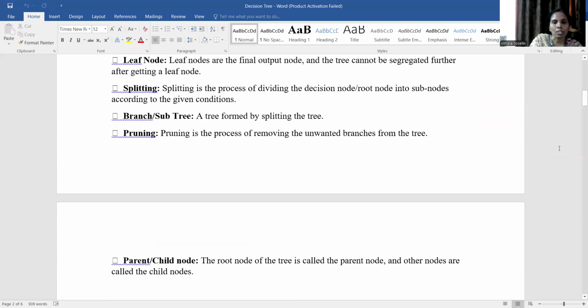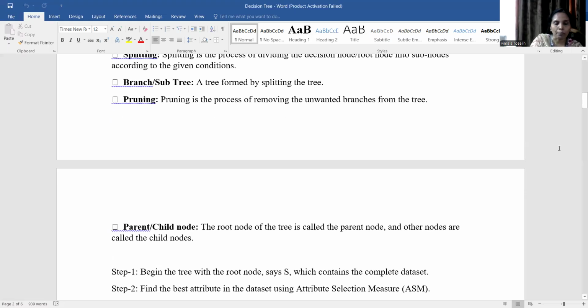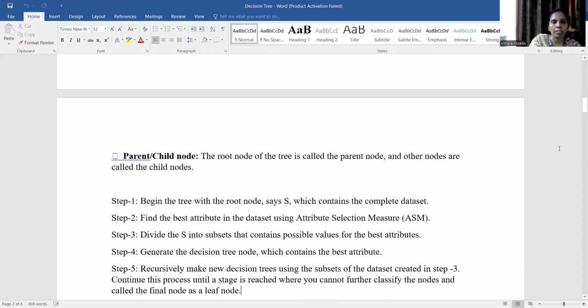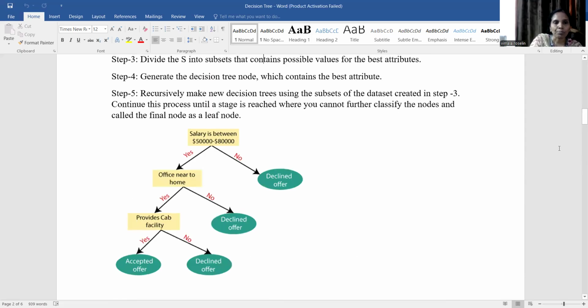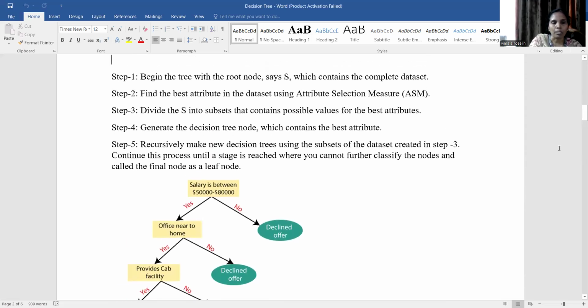Next, parent and child node. The root node is called the parent node and the other nodes are called child nodes. Under the parent tree, one or more child nodes will be there. Here is the algorithm they have given. Step one.